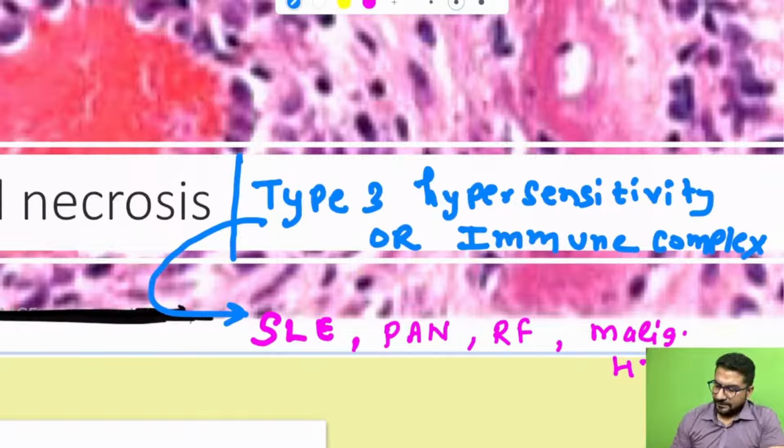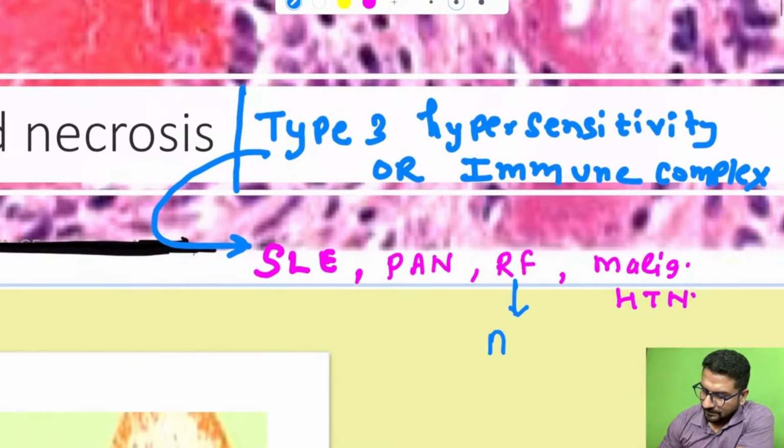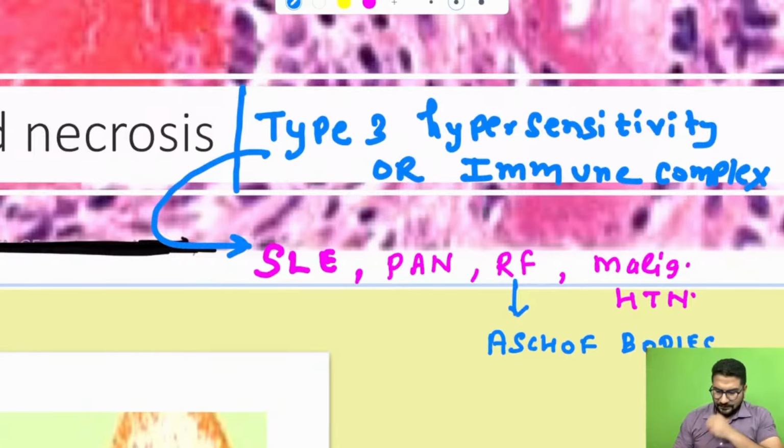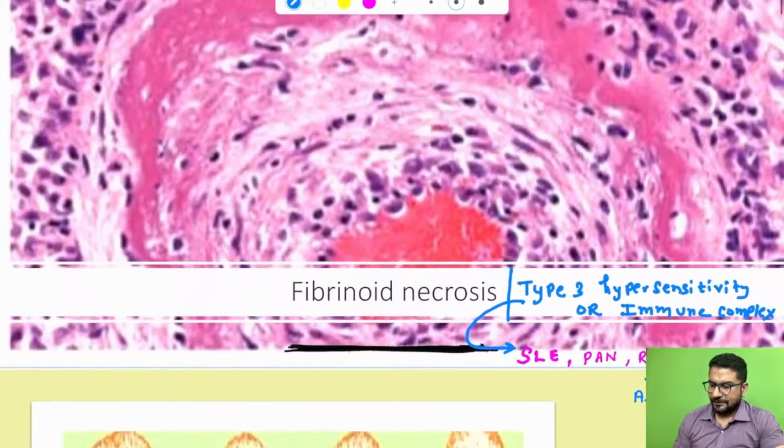In rheumatic fever, because of fibrinoid necrosis के चलते, what you will notice, you can notice there is formation of a body, and these bodies are called Aschoff bodies. So this is about your fibrinoid necrosis.